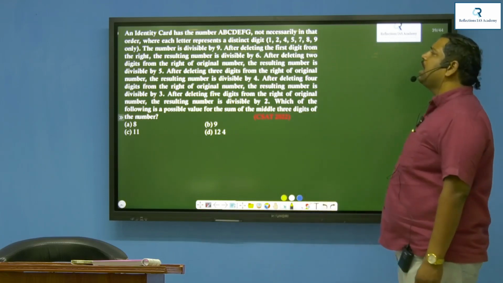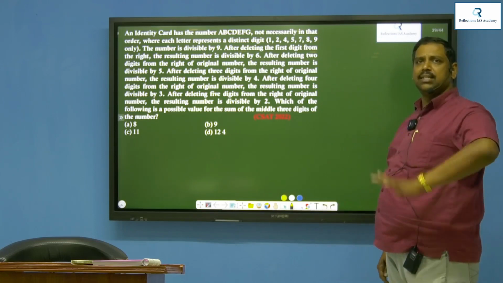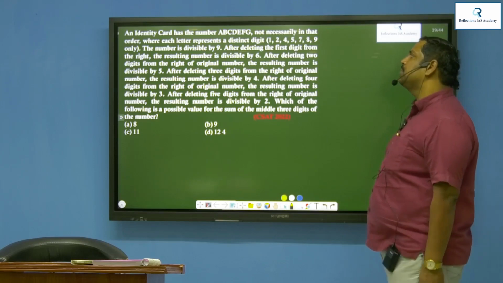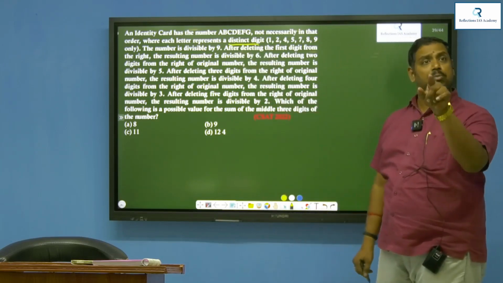An identity card has a number A, B, C, D, E, F, G. How many digits are there? 7 digits. Not necessarily in that order, where each letter represents a distinct digit. Underline the word distinct. It means no 2 digits should be the same.